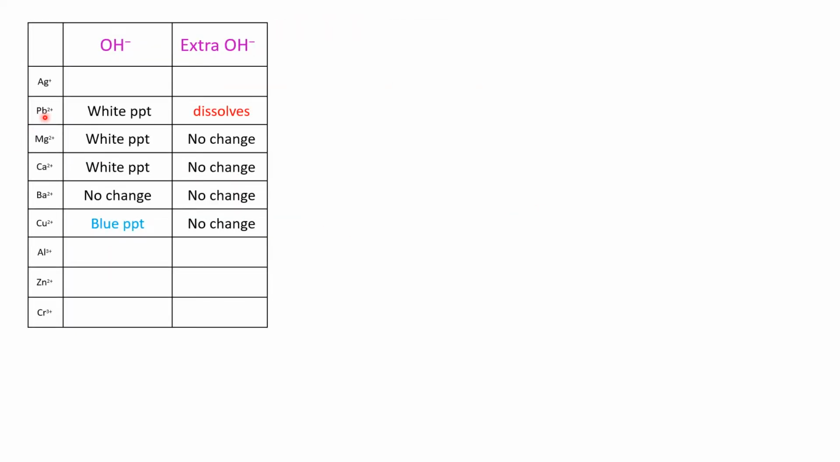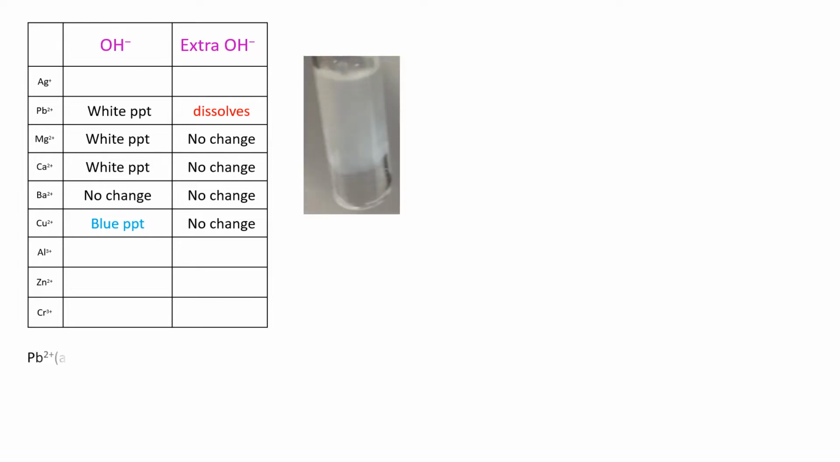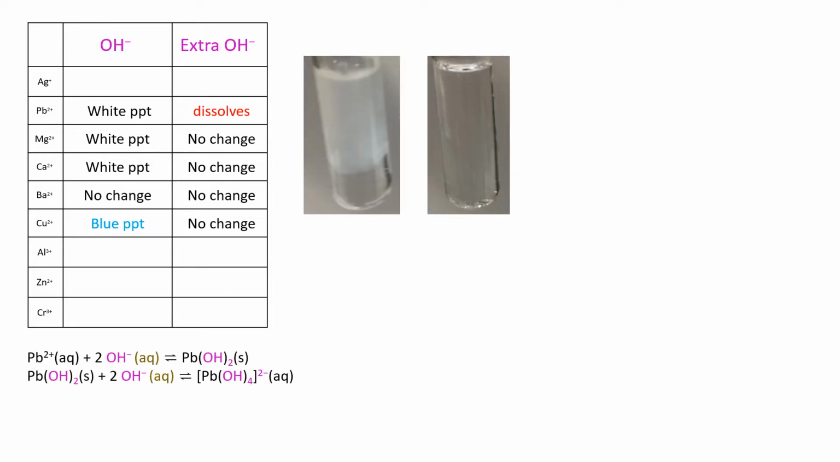We said that the lead 2+ with hydroxide gives you a white precipitate, which then dissolves upon adding extra hydroxide to it. And here again are the pictures of what happened there. Lead 2+ plus hydroxide initially makes the precipitate, the insoluble lead hydroxide. Keep adding hydroxide to it, and then that lead hydroxide solid picks up another 2 hydroxides to make this tetrahydroxy lead anion there. And the reason it does that is because lead is amphoteric.